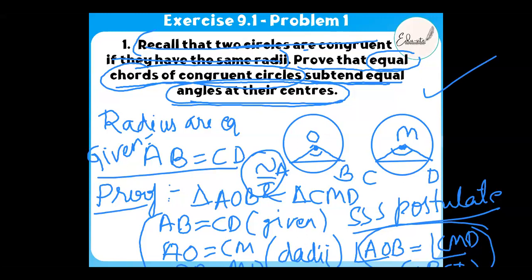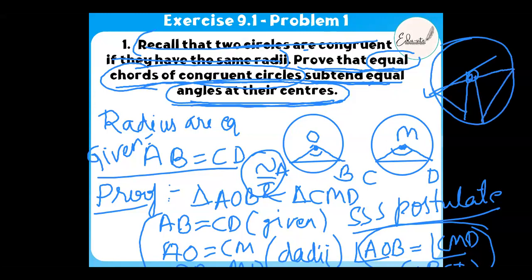They have just told you to prove that equal chords in the congruent circles subtend an equal angle at their centers. In theorem 1, we had two triangles in the same circle. But here we have two triangles in different circles, but both of these circles are equal, correct? When the concept of congruency comes, the radii are always equal. We had already discussed this previously. Congruency is nothing but equality.